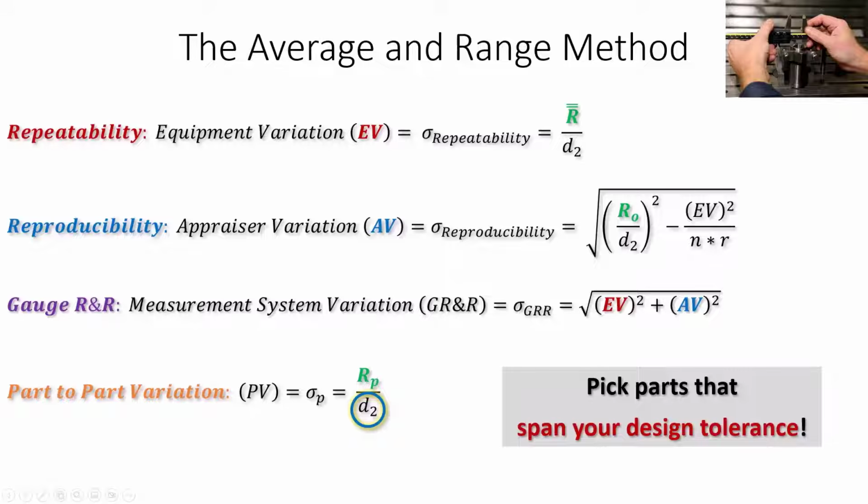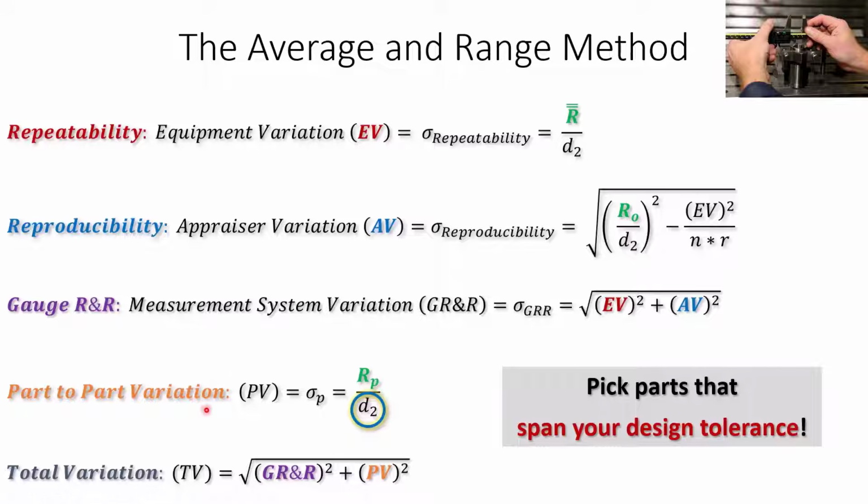Now, I want to re-explain something that I said earlier. You want to pick parts that span your design tolerance. We do that because we want our part-to-part variation number to essentially reflect our design tolerance or our process variation, because the final calculation that we're going to make for our entire experiment is this idea of total variation. The total variation in our entire system is the variation from your measurement system plus the variation from your process or your design tolerance. And so again, at the end of the day, we're going to make comparisons of Gauge R&R relative to total variation.